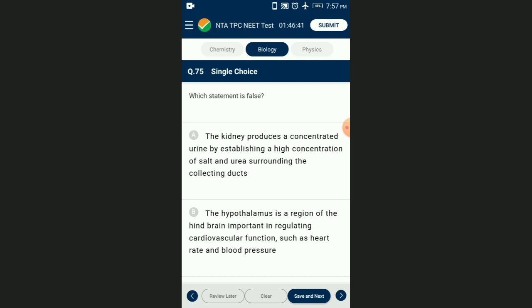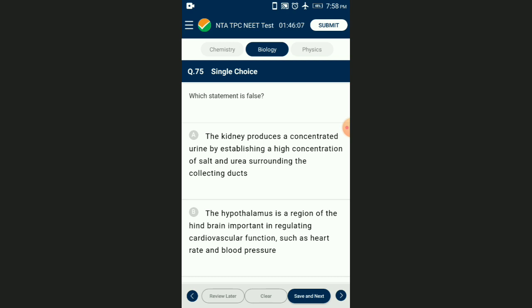Question number 75. Which statement is false? The kidney produces concentrated urine by establishing a high concentration of salt and urea surrounding the collecting duct. A is correctly given. B. The hypothalamus is a region of the hindbrain important in regulating cardiovascular functions such as heart rate and blood pressure is given. That is wrong.